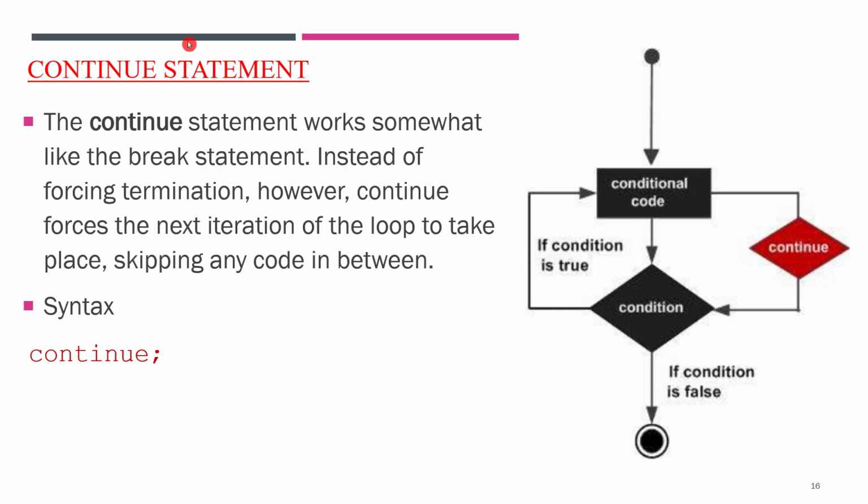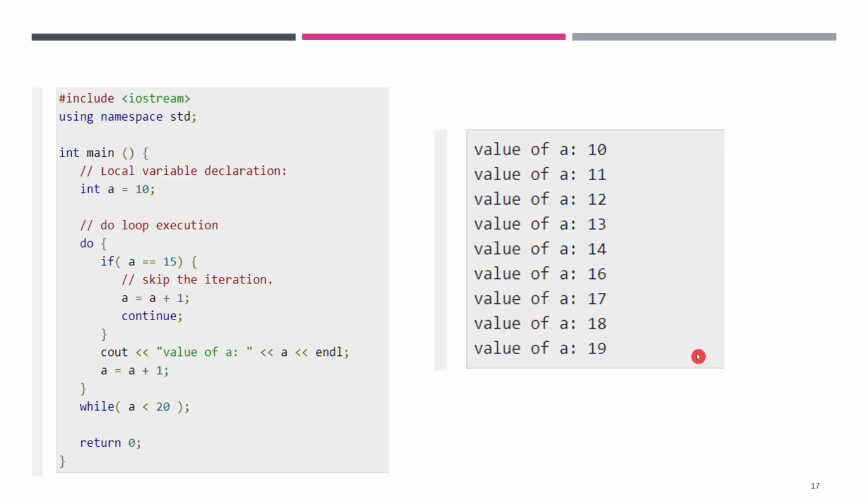Similarly, we have the continue statement. The continue statement works somewhat like the break statement. Instead of forcing termination, continue forces the next iteration of the loop to take place, skipping any code in between. The syntax is continue. This is the general flowchart. We'll see a problem.